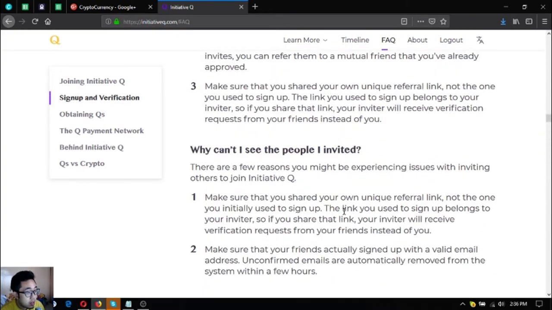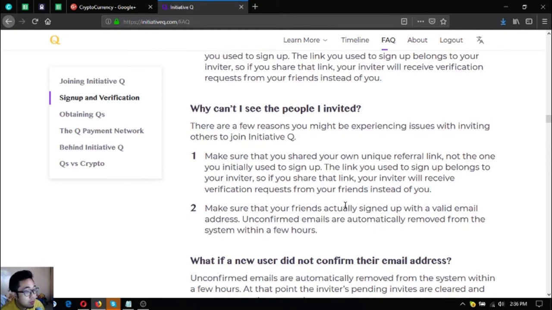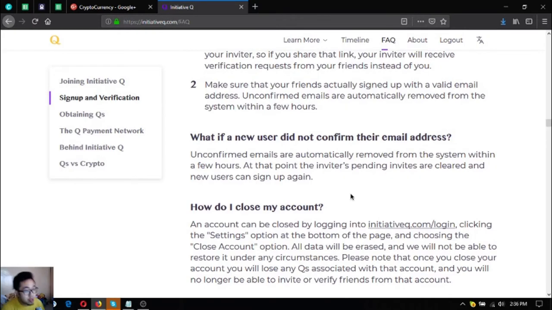So why can't I see the people I invited? There are a few reasons you might be experiencing issues with inviting others to join Initiative Q. Number one, make sure that you share your own unique referral link, not the one you initially used to sign up. The link you use to sign up belongs to your inviter, so if you share that link, your inviter will receive the verification requests from your friends instead of you. Number two, make sure that your friends actually sign up with a valid email address, and confirm it, as unconfirmed emails are automatically removed from the system within a few hours. So what if a new user did not confirm their email address? Unconfirmed emails are automatically removed from the system within a few hours. At that point, the inviter's pending invites are cleared and new users can sign up again.